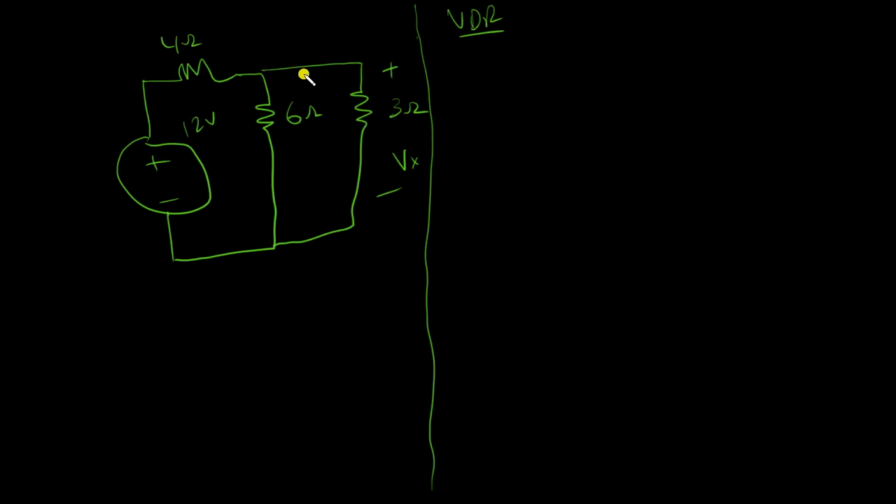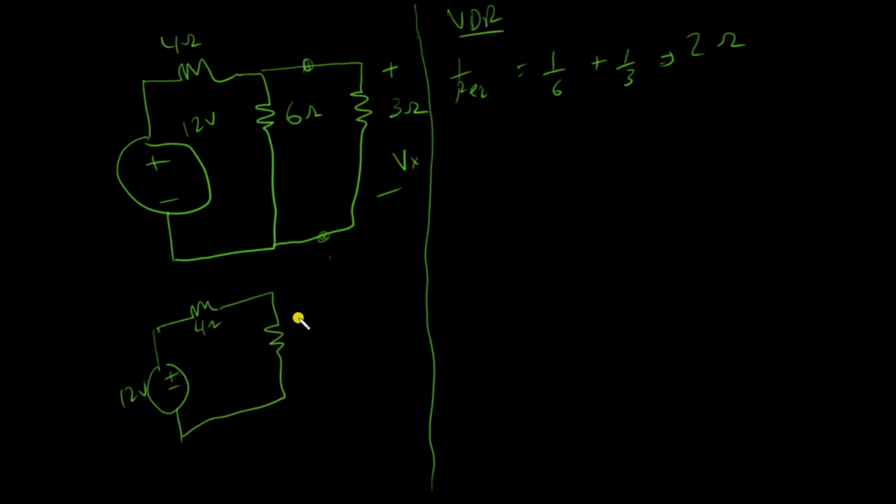But something I notice is that these two resistors are in parallel because they are between the same pair of nodes. So I'll just combine them using the formula for parallel combinations, and the result comes out to be 2 ohms. Now this circuit actually becomes this, and I can write the 12 volts here, the 4 ohms here, and then here is 2 ohms. This voltage is still the same as Vx because Vx was between these two nodes, and these two nodes are still the same. So this is still Vx and I need to find Vx.